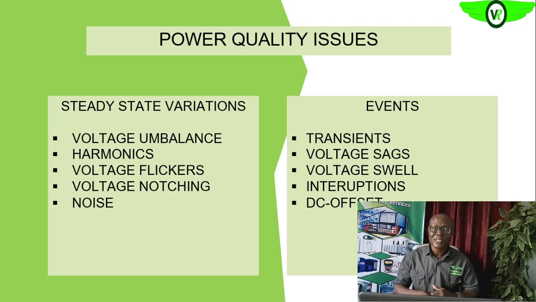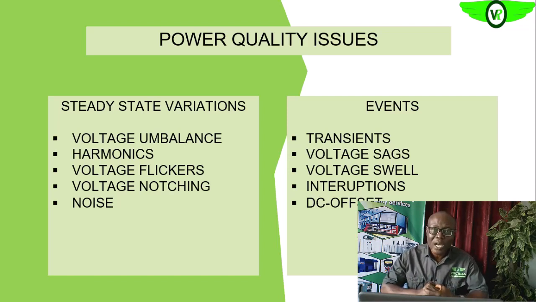On the steady state events, we see the voltage unbalance. We'll see how it will affect our system later. We'll see the harmonics, what they are, and how they affect the system. Then flickers, voltage flickers, notching, noise. Then on the transient events, we have transients, that is temporary events. Voltage sag, voltage swell, we have interruptions, and DC offset. So we are going to see how all of these will affect the reliability of the entire system, that is the motor system.